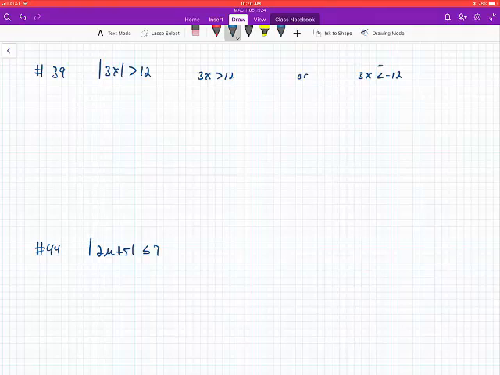So, of course, this one is pretty straightforward. We're just going to go ahead and divide both sides by 3. And we get x is greater than 4. And then here we do the same thing. Divide both sides of the inequality by 3. And we get x is less than negative 4.